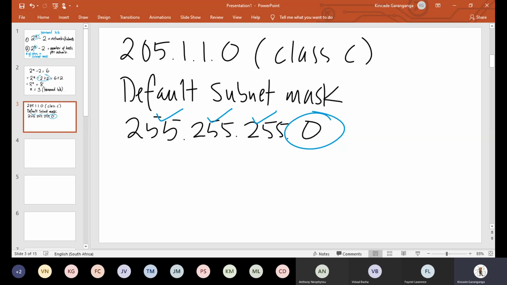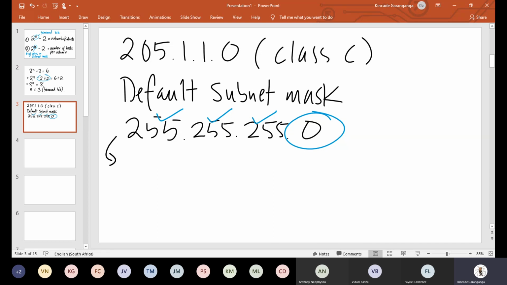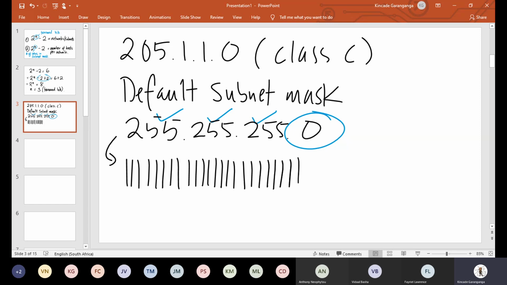So if we look at a binary representation or conversion of that, the first part there is your 8 ones, isn't it? So this would be 1, 2, 3, 4, 5, 6, 7, 8. The second one, 1, 2, 3, 4, 5, 6, 7, 8. The third one, 1, 2, 3, 4, 5, 6, 7, 8. And obviously the last one would then be a string of 8 zeros, which is 1, 2, 3, 4, 5, 6, 7, and 8. That's one and the same thing.